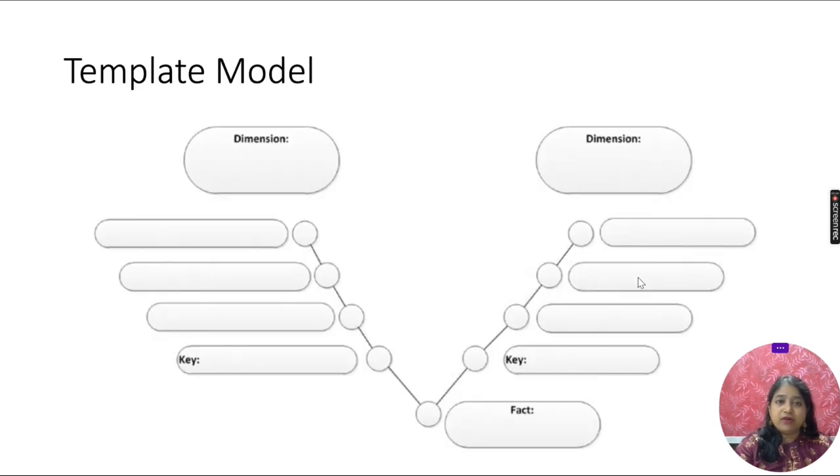Now the template for any model: we have to take 2 different dimensions. We have to write the fact at the bottom, and the first column of every dimension is the key, a unique ID that is provided to the dimension so that the dimension can be identified. Suppose the first one is the person dimension, so the person dimension will have a key and the time dimension will have another key, so the records can be uniquely identified. And at the bottom we can write the fact. So the person dimension can be connected to the time dimension by writing the fact that the person was born at that particular date and time.